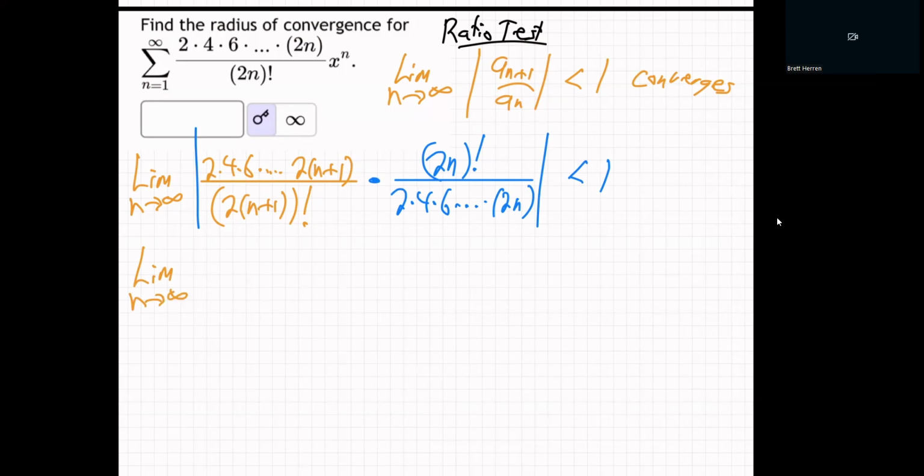Oh, I forgot about the x sub n. So the first one should have had x to the n plus 1, then we flipped it upside down, so there should be an x to the n on the bottom. All right? Forgot about that guy.